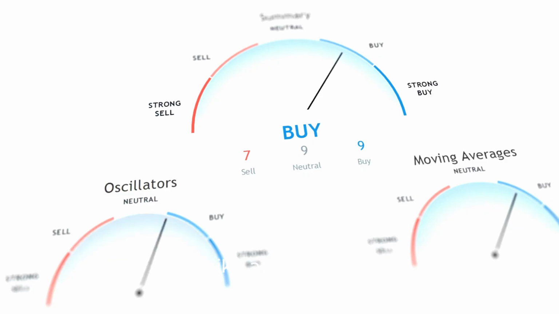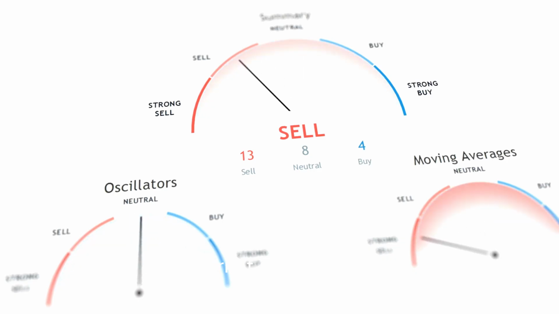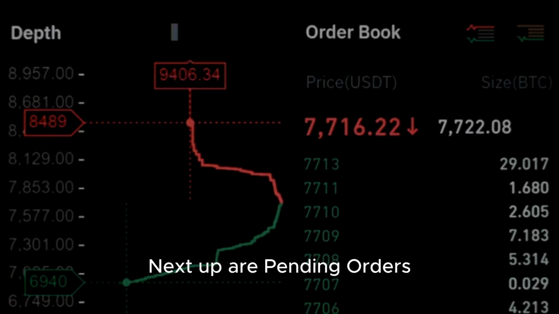Alright, now that you're sounding like a pro, let's talk about how you actually execute trades using different order types. There are two main categories, market orders and pending orders. A market order is the simplest. You're telling your broker to buy or sell immediately at the best available price. It's fast, but you don't have control over the exact price you get, which can slip a little in fast-moving markets.